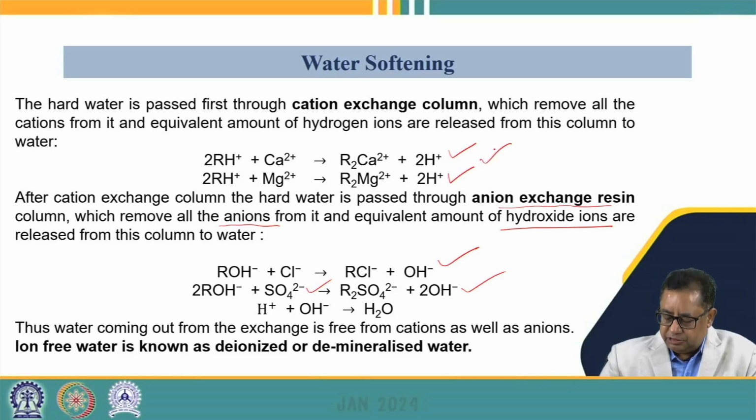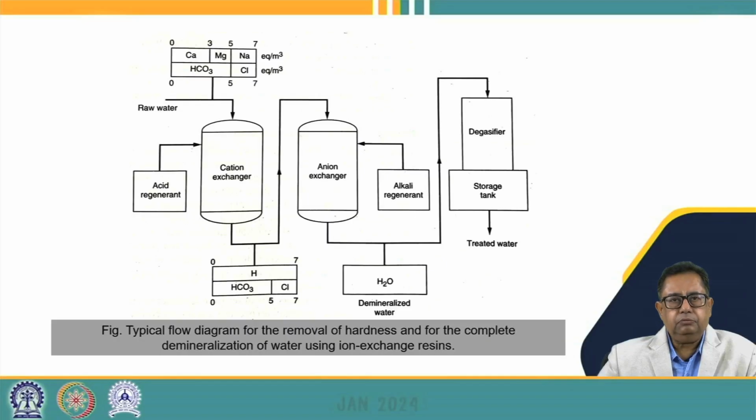So we have H plus ions and OH minus ions now in the water, which has been passed through the cation exchanger and then the anion exchanger. So what we get is pure H2O, right? This is known as ion-free water, or deionized water, or demineralized water.